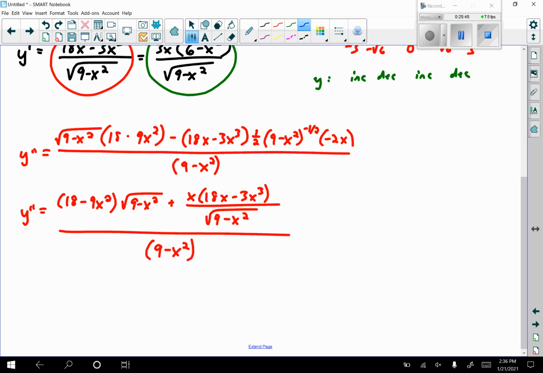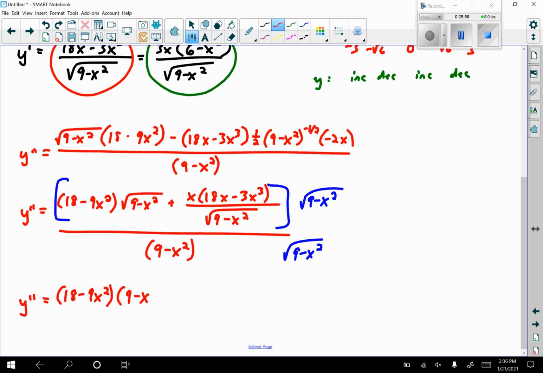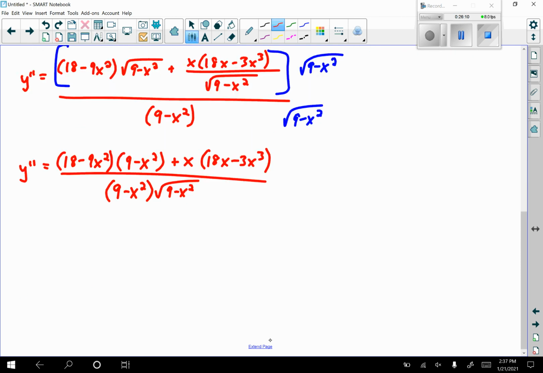So like in number 11, I'm going to multiply everything up here by the square root and everything down here by the square root. So in doing that, I get 18 minus 9x squared times the quantity 9 minus x squared plus x times the quantity 18x minus 3x cubed all over this. All right, so we have to carefully distribute here. And you could do this by hand. You don't necessarily need a calculator, but remember, on this one you were allowed.